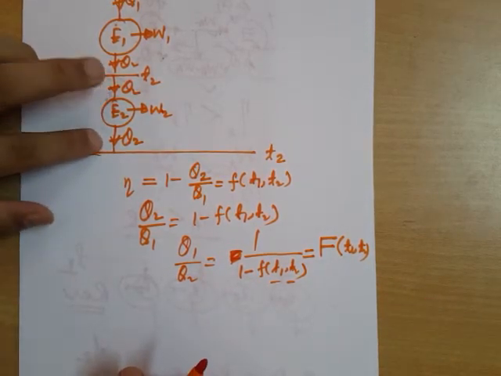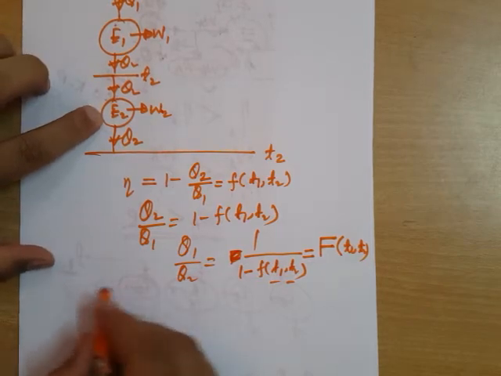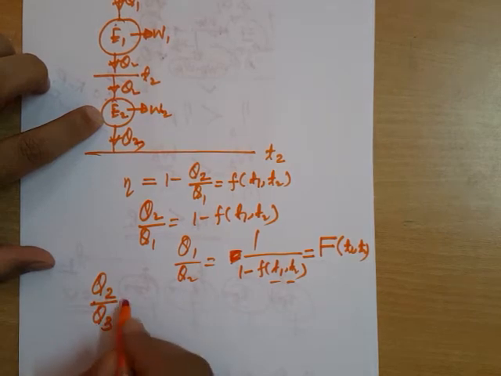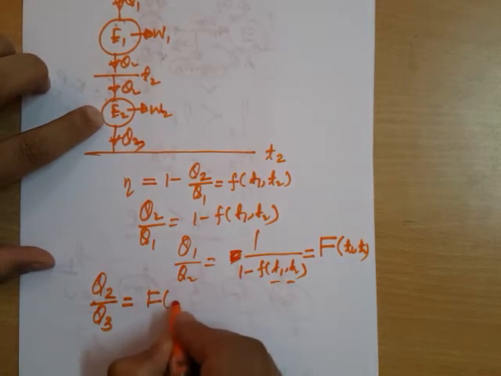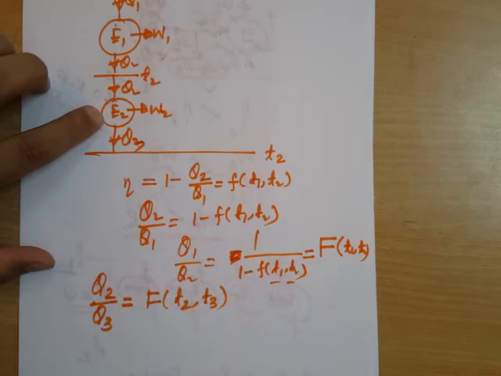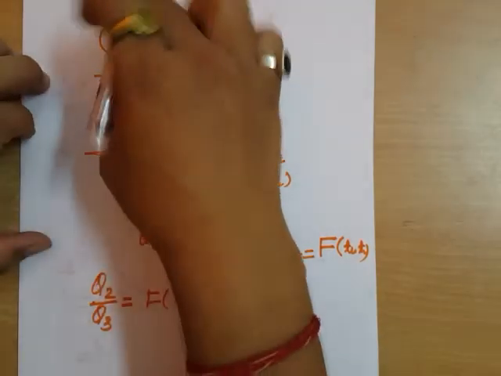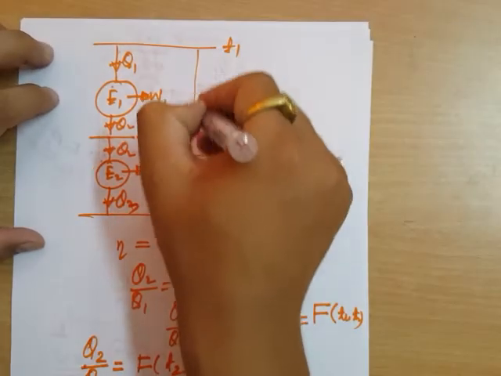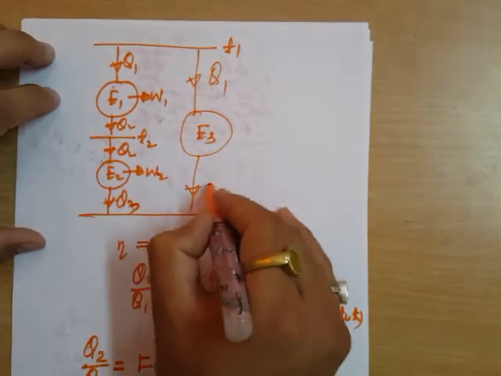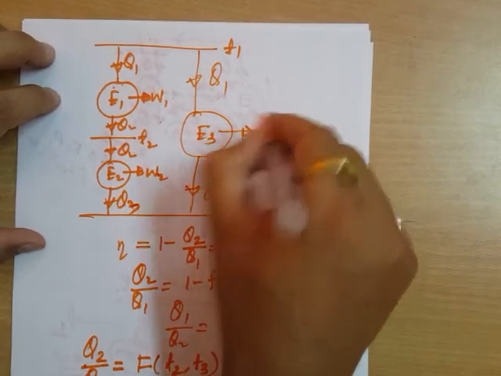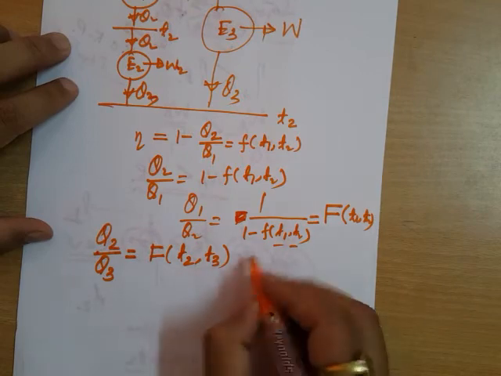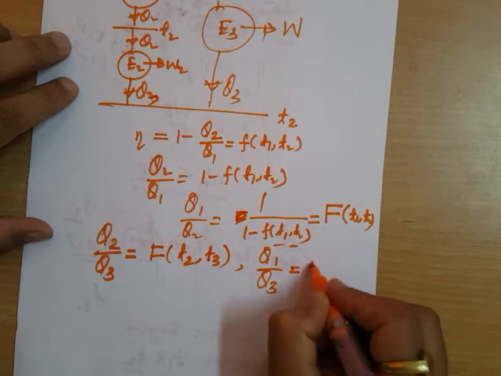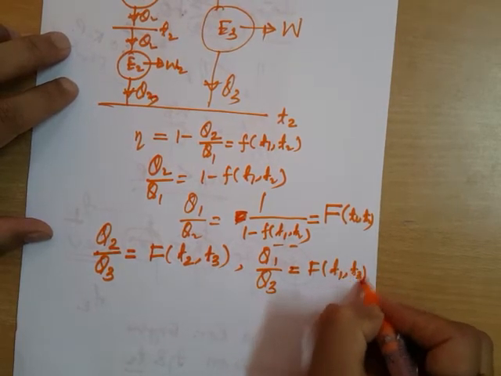So if we consider engine 2, then Q2 by Q3 will again be a function of T2 and T3. So if we combine these two engines and make another engine which is taking heat Q1, transferring heat Q3 and developing some work, then I can say from here that Q1 by Q3 will be a function of T1 and T3.